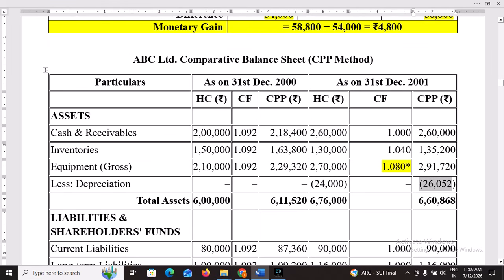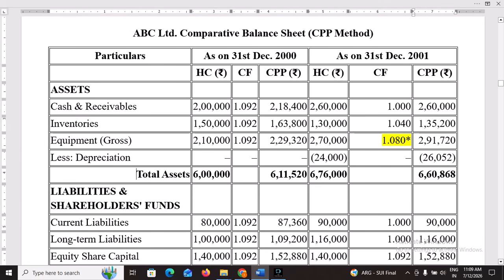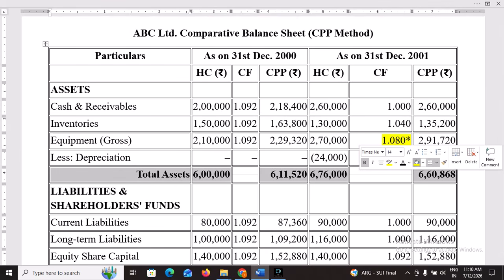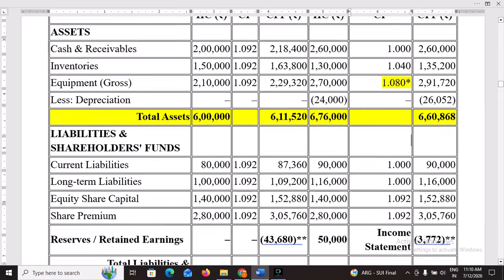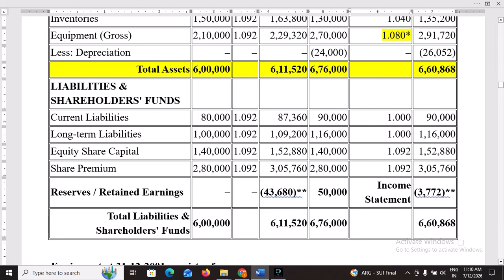This 26,052 CPP value has to be subtracted. So do this: 2,60,000 plus 1,35,200 plus 2,91,720 minus 26,052. You will get 6,60,868. These are the total assets. Hope you guys understood. Now the liabilities, 90,000.